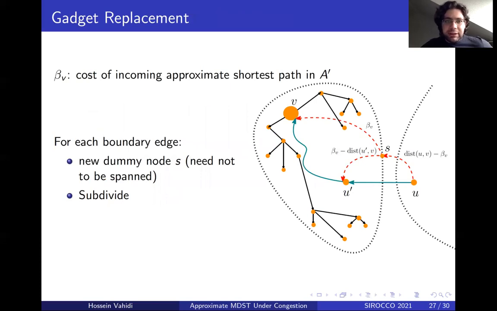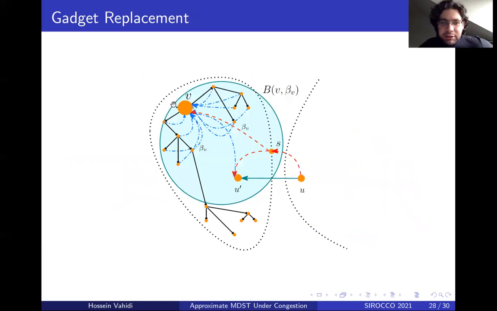So let's assume that we are at mega step I, and let's concentrate on this component over here. Let's define beta V to be the cost of the incoming approximate shortest path in our approximate algorithm, the one that it finds in the current mega step, and just to see what this graph is going to look like after this mega step, it's going to contract a ball of all the nodes with distance up to a radius of beta V.